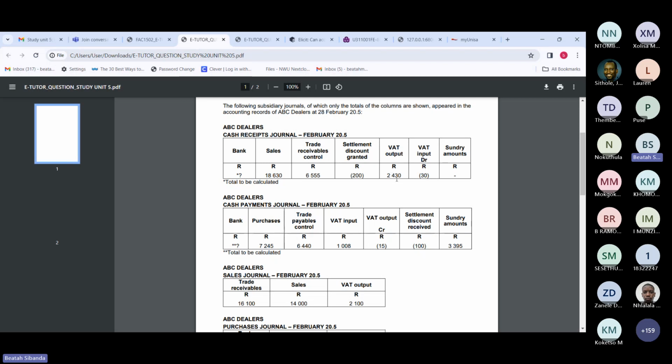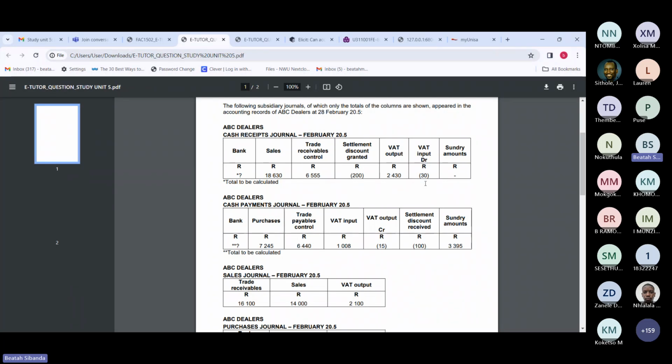So there was 2,400 that you were supposed to pay. If you debit VAT input, you are reducing what you were supposed to pay, because at the end of the day, you take what you are supposed to pay to SARS and what you are supposed to claim back from SARS, and then you find the difference. The difference, depending on whether it's a debit or credit, would be either an amount that is payable by you to SARS or an amount that is refundable to you by SARS.